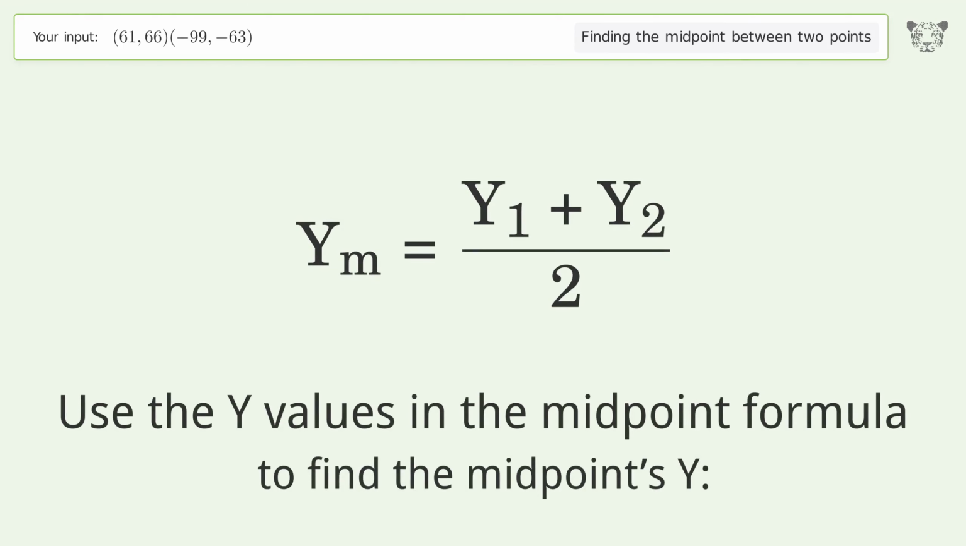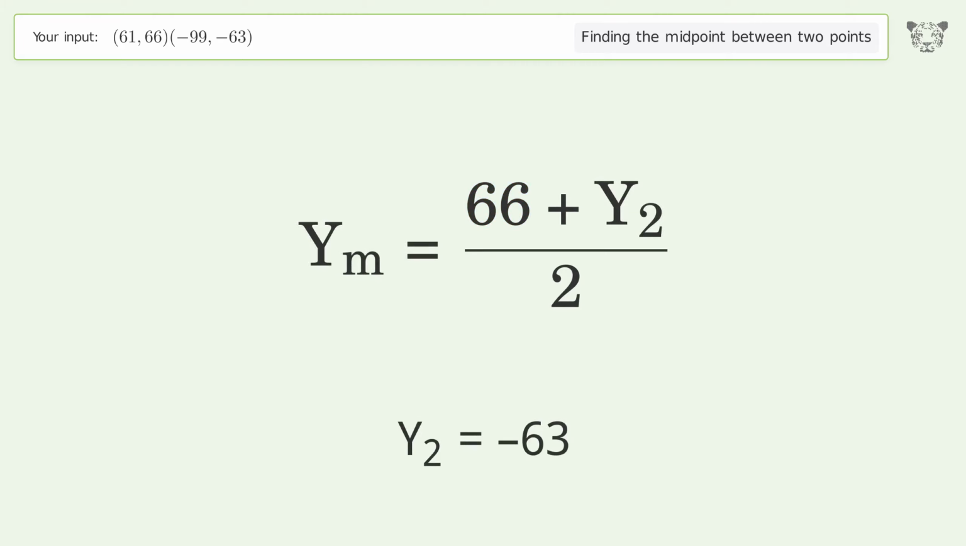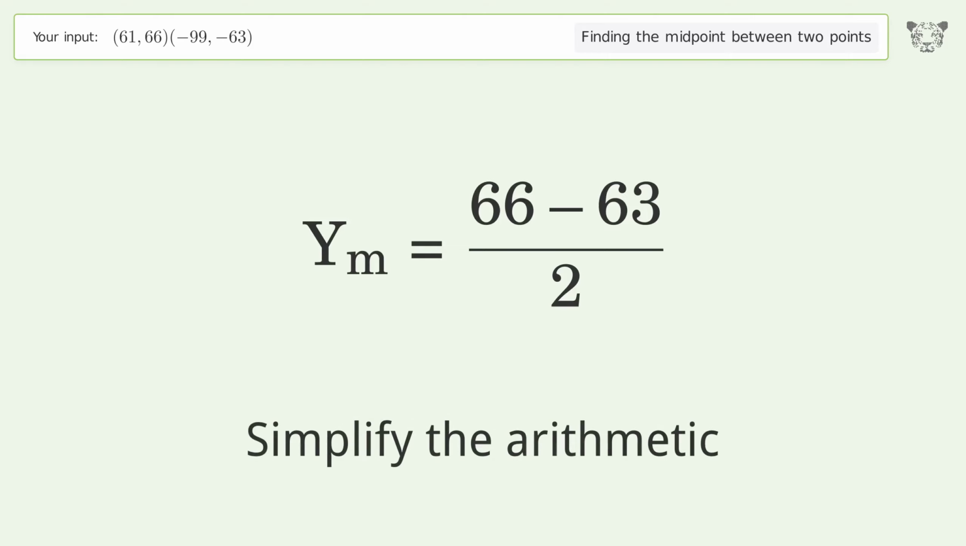Use the y values in the midpoint formula to find the midpoint's y. y1 equals 66. y2 equals -63. Simplify the arithmetic.